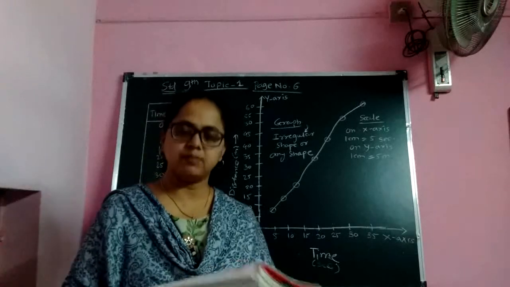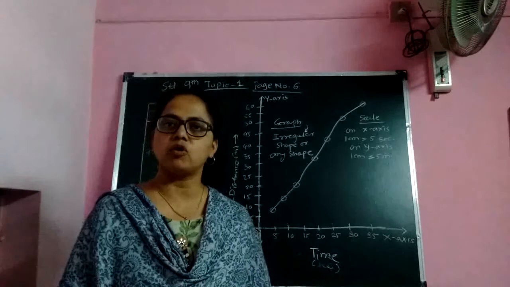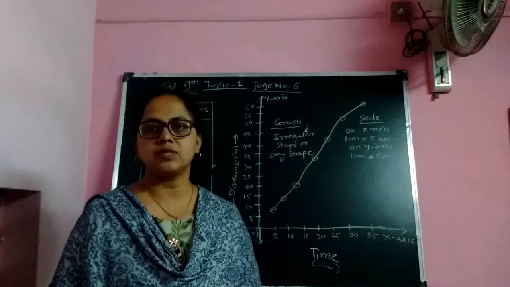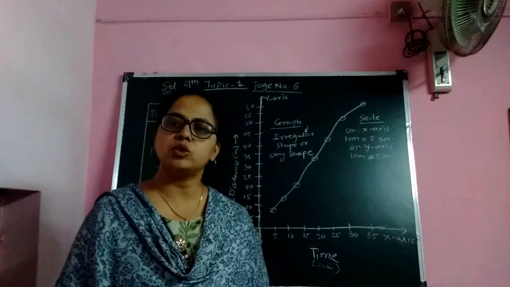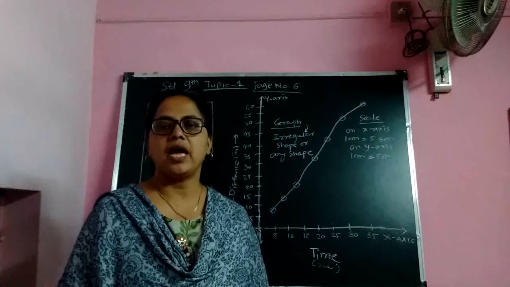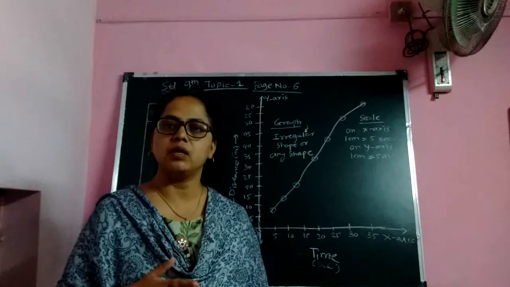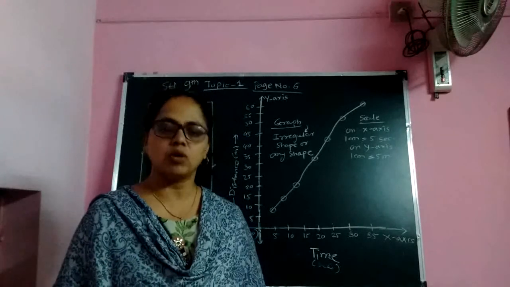The first point present on page number 6 is the distance time graph for non-uniform motion. We have seen what is uniform motion and what is non-uniform motion. Uniform motion means the object covers equal distance in equal intervals of time, and non-uniform motion means the object covers unequal distance in equal time intervals. We have to draw the graph.